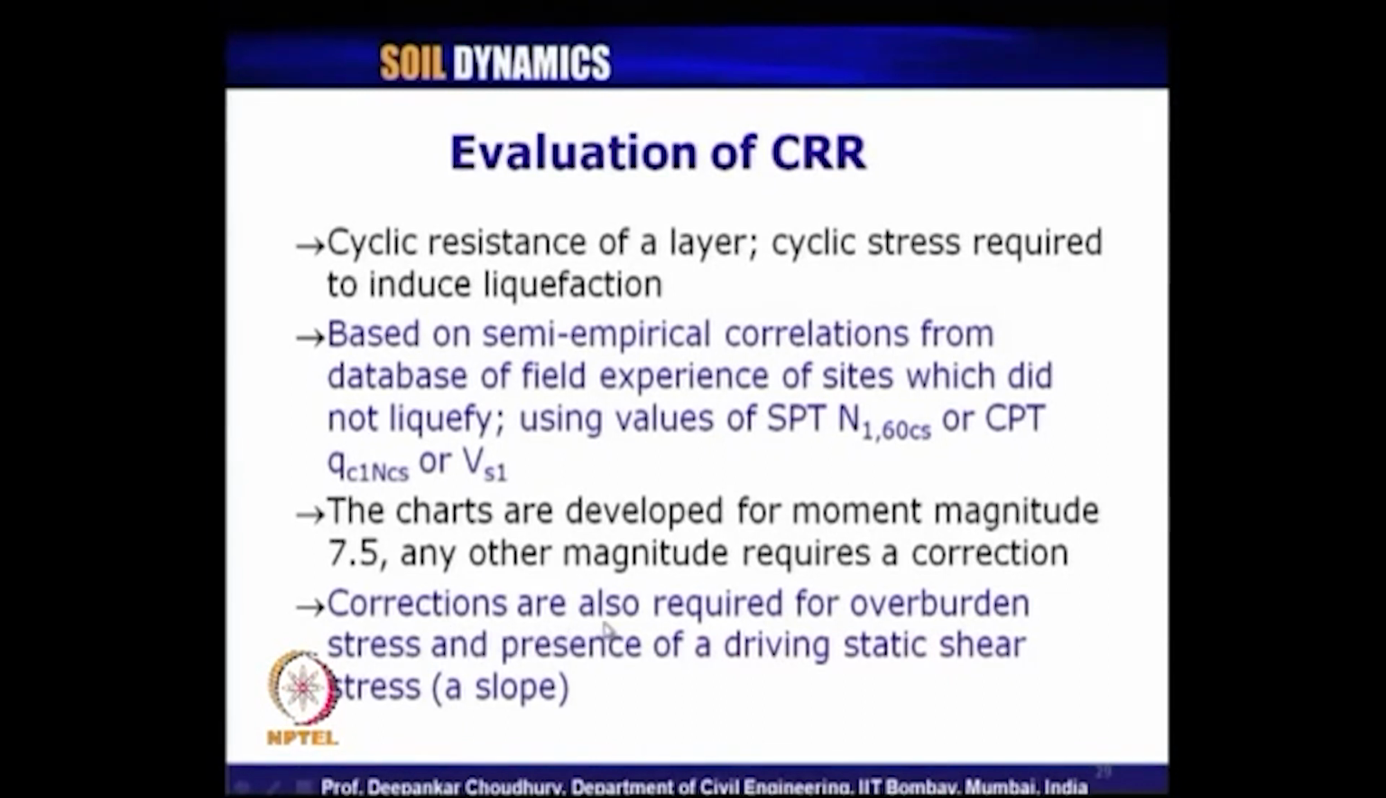Now, corrections are also required for overburden stress and presence of driving static shear stress, that is because of a sloping ground. So, overburden correction and sloping ground correction factors are also required for this cyclic resistance ratio. So, in total how many corrections are required for cyclic resistance ratio? Three. One is moment magnitude correction, second is overburden correction, and the third is sloping ground correction.